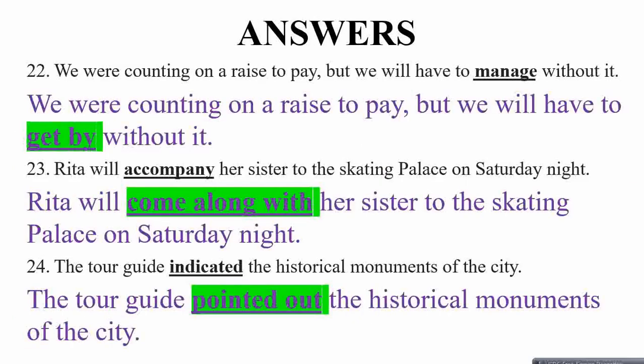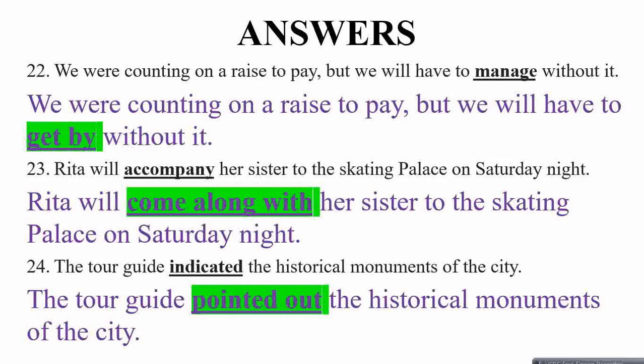Question 22. We were counting on a raise to pay, but we will have to manage without it. The answer is we were counting on a raise to pay, but we will have to get by without it. Question 23. Rita will accompany her sister to the skating palace on Saturday night. The answer is Rita will come along with her sister to the skating palace on Saturday night.